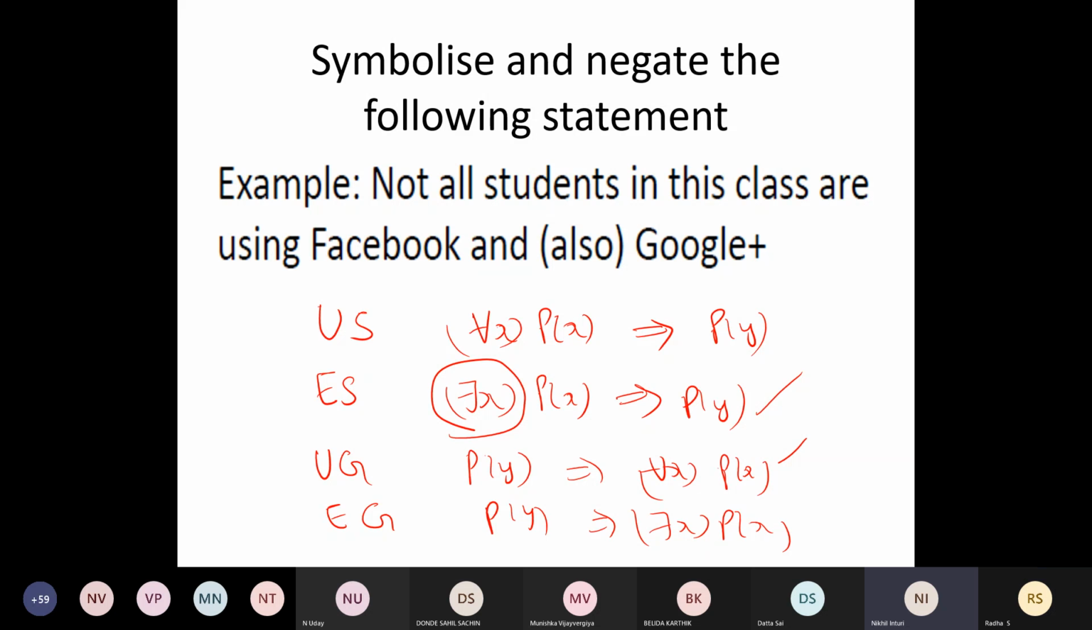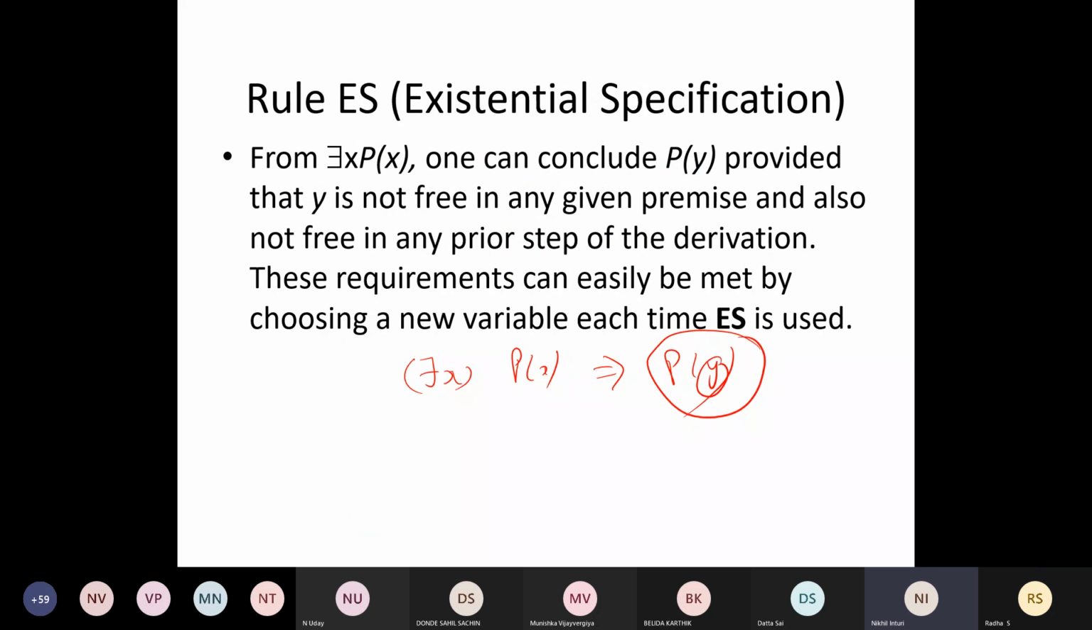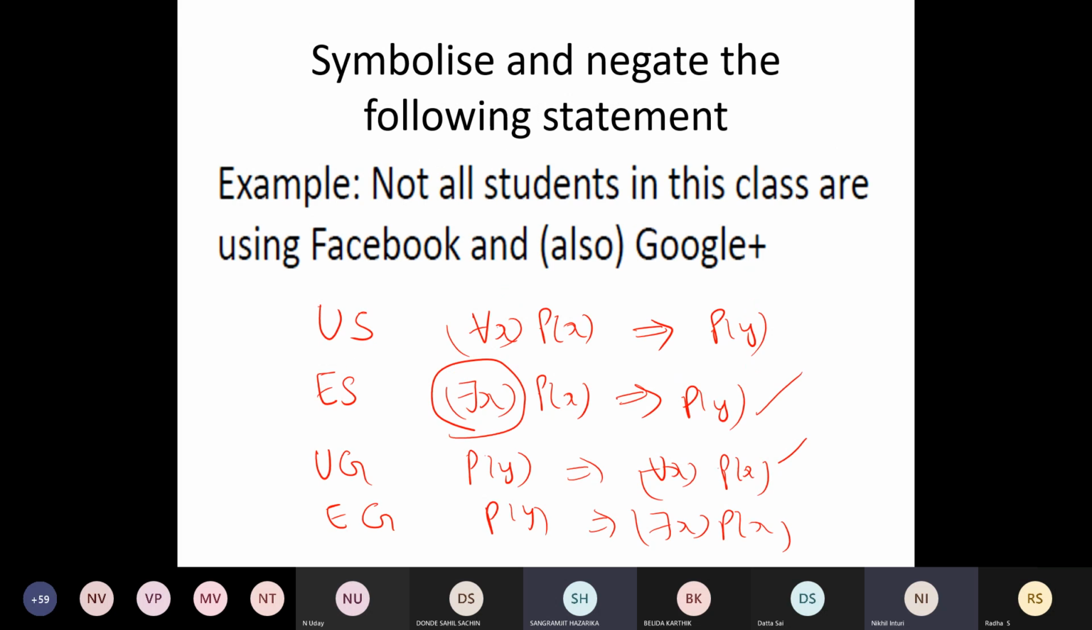Okay. Ma'am, excuse me, ma'am. Yes, tell me. Ma'am, can you explain the difference between the existential specification and existential generalization ones? What is existential specification?